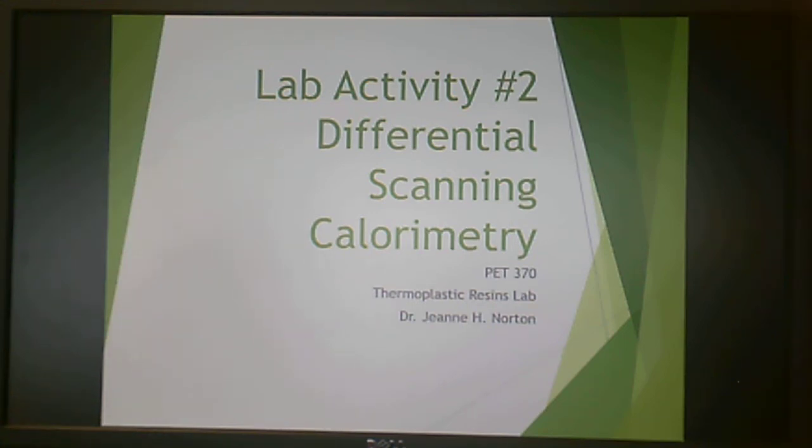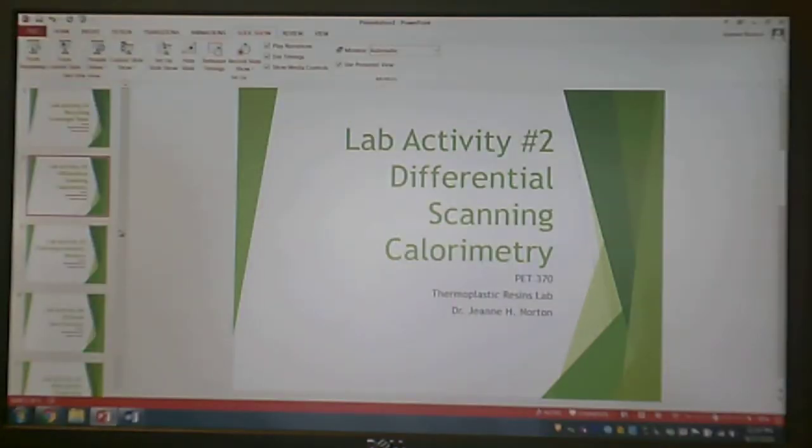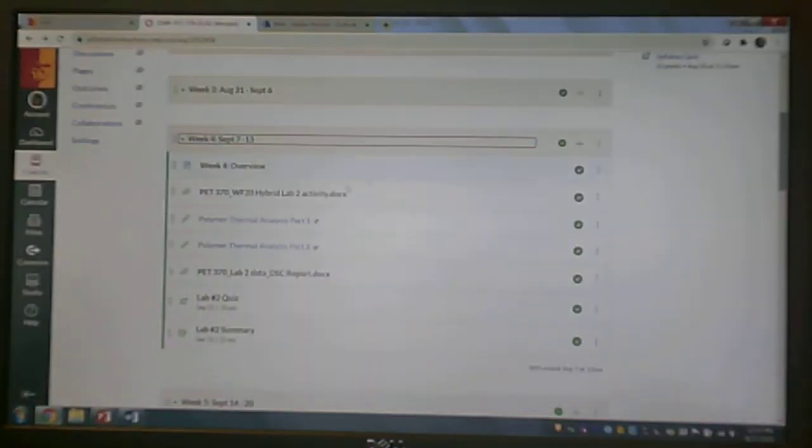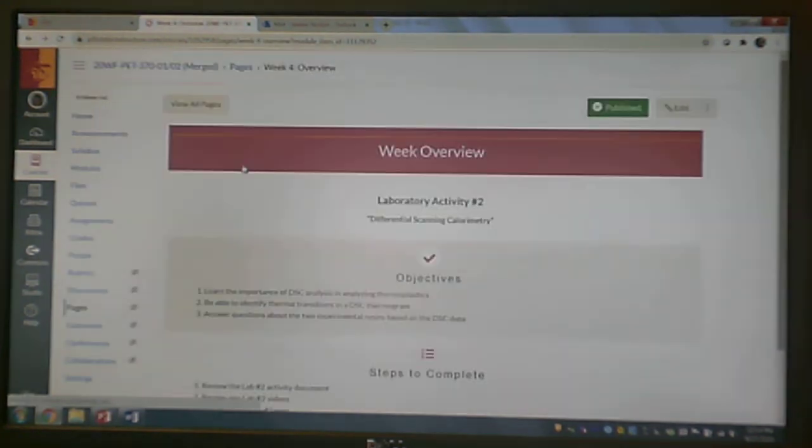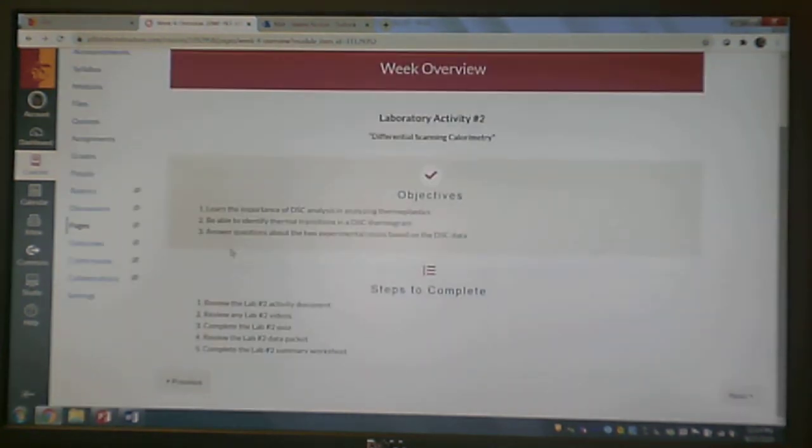Welcome to Lab Activity 2, your second lab activity for Thermoplastic Resins Lab. This one focuses on differential scanning calorimetry. This is taking place again in your Canvas modules, and so I'll go through, once again, you have an overview that I would like you to review the objectives, and then review the steps that you need to complete.